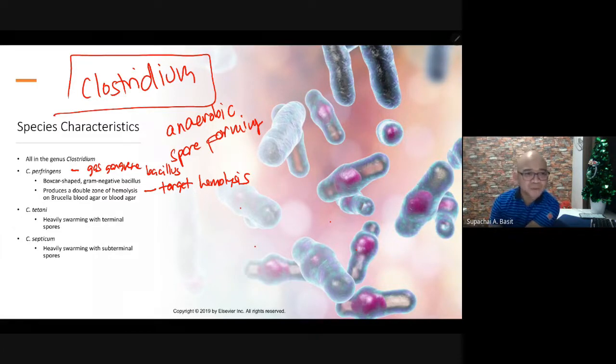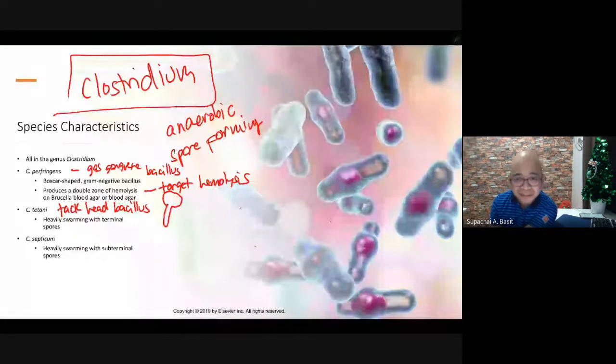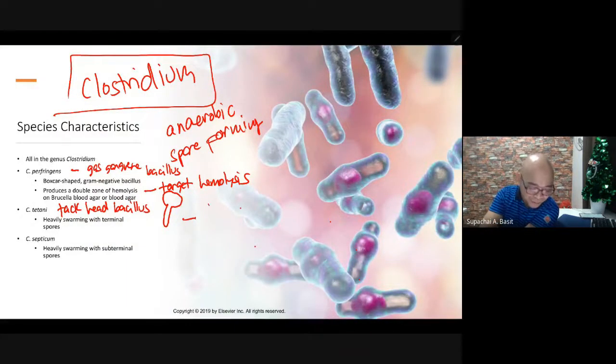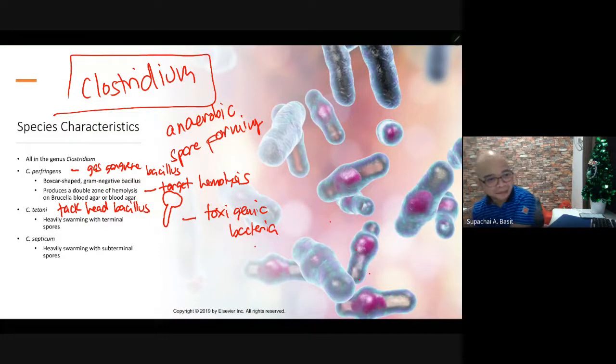And then we also have Clostridium tetani. Clostridium tetani is also known as the drumstick bacillus because of the swollen and terminally located endospore. So it has a heavily swarming growth with terminal spores. And it is an example of a toxigenic bacteria.